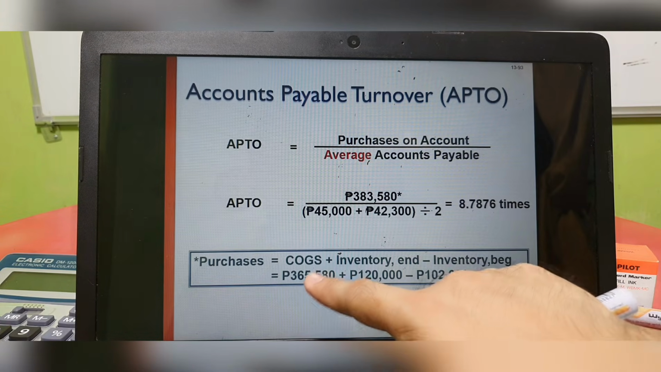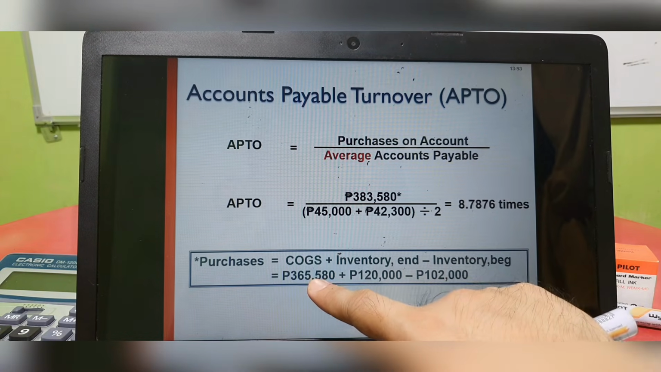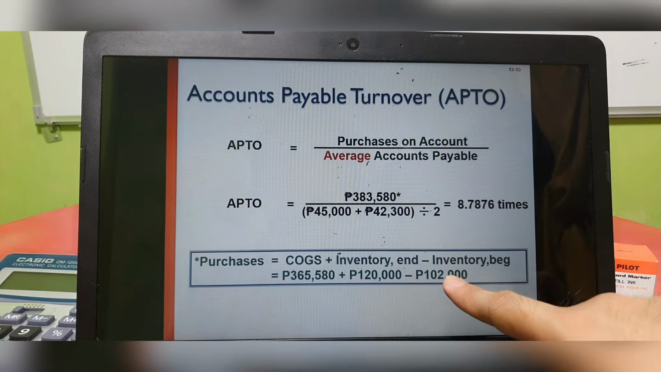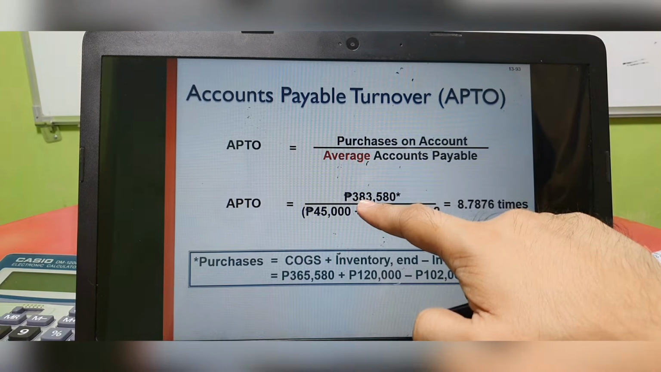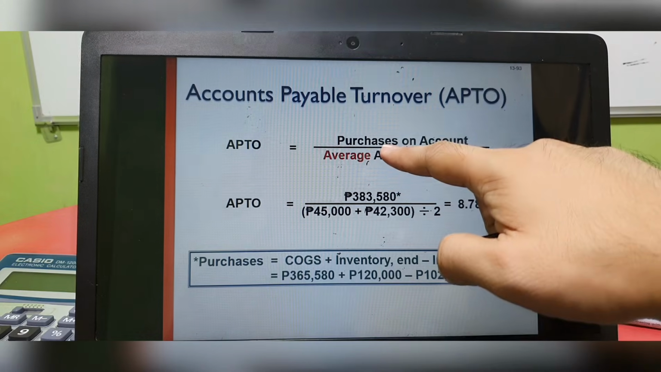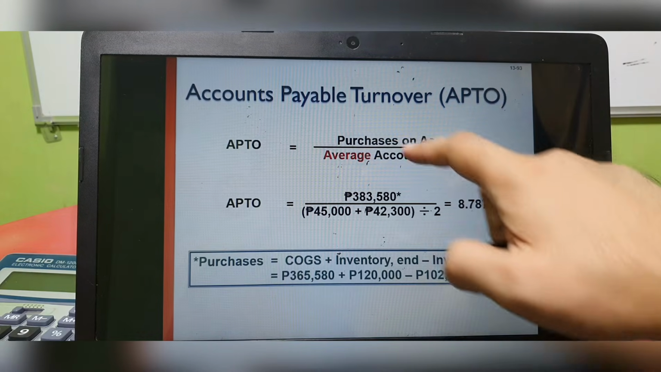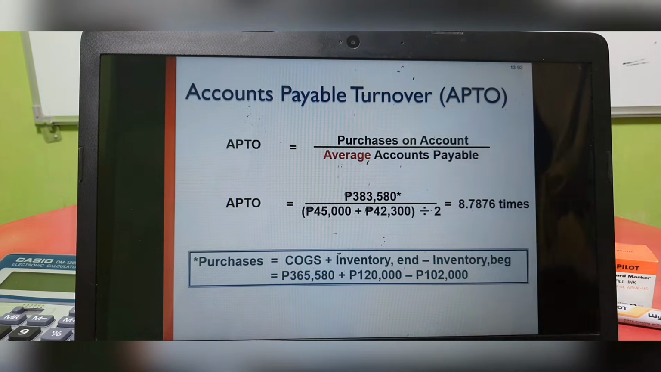Alright? So, ito ay galing sa income statement. Galing naman to sa ating balance sheet. And that will give us 383,580 na purchases. And assume to be lahat ay on account. Okay, accounts payable turnover na 8.7876.